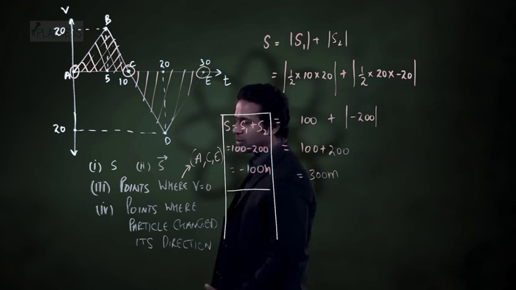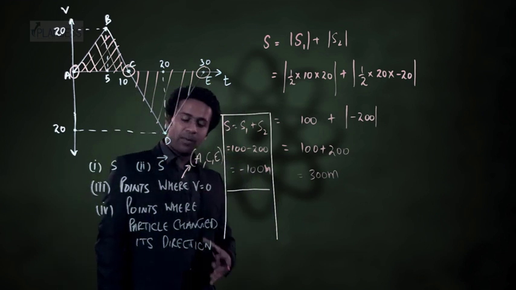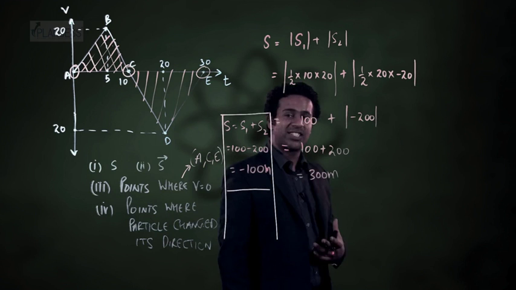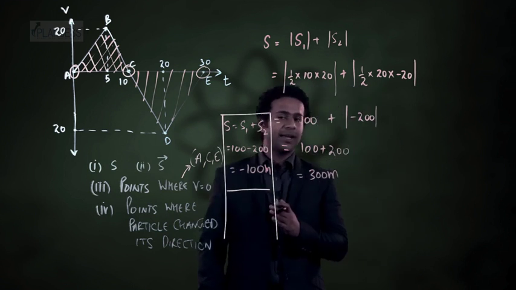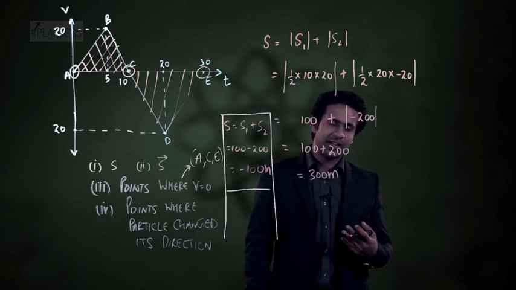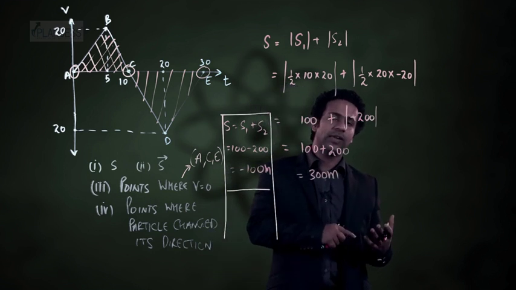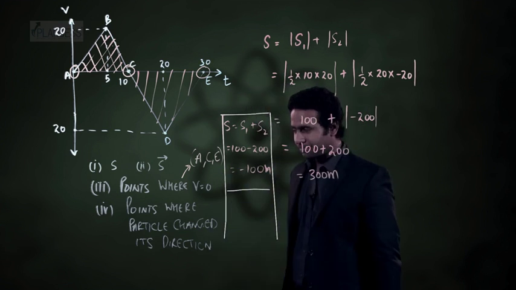That brings us to the fourth and the final part, which is you have to find the points where the particle changed its direction. That is, just before that time, the particle was moving in one direction, and just after that, it started moving in the opposite direction. So can you think about those points?